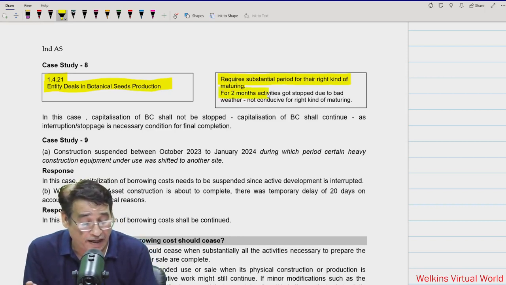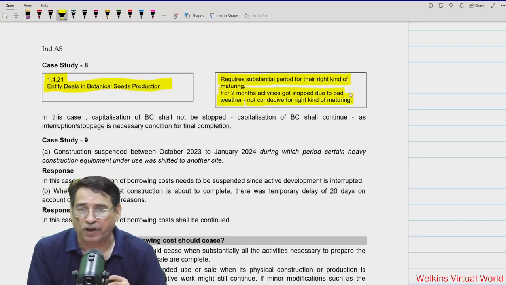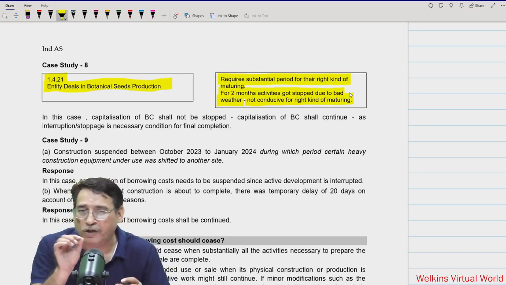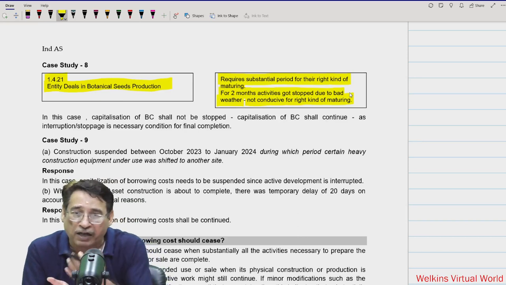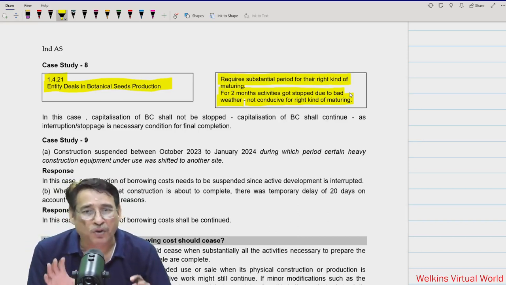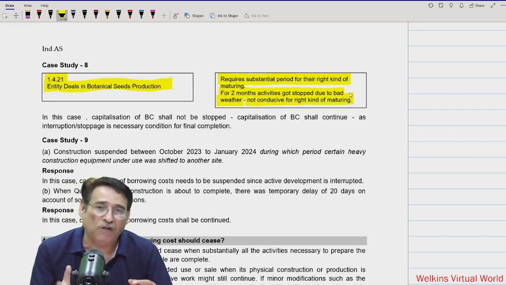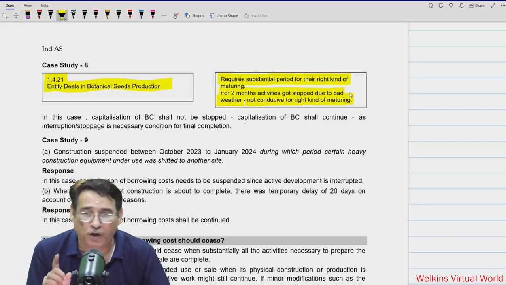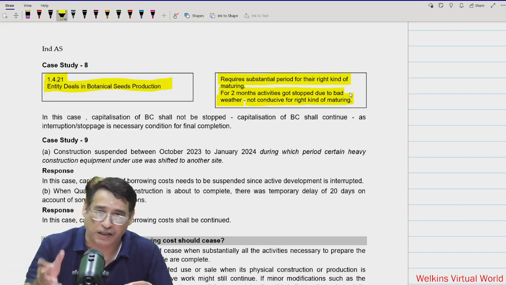For 2 months, the activities got stopped due to bad weather, and this weather is not conducive for the right kind of maturing. So again, it is a necessary condition to stop the work during these 2 months, so that we get the botanical seeds into the right kind of maturing. So during these 2 months, even though no activity is on, we are still going to continue capitalizing the borrowing cost. The capitalization of borrowing cost will not be suspended, rather it will continue.